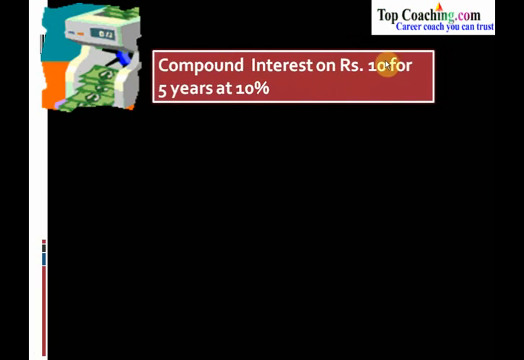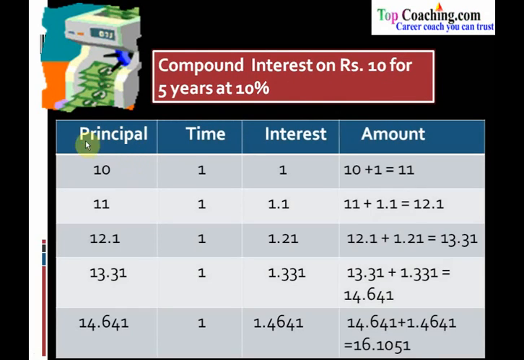Now let's calculate the compound interest on rupees 10 for 5 years at 10%. What's the difference? For the first year, principal is 10 rupees, time is 1, interest is the same 1 rupee and so the amount would be 10 plus 1 equal to 11. Now this amount becomes the principal for the second year. So the principal now is 11, time is 1. Interest on this 11 rupees would be 1.1 rupees, and when we add it to this amount, 11 plus 1.1 is equal to 12.1 rupees. So the amount after 2 years of compound interest becomes 12.1.